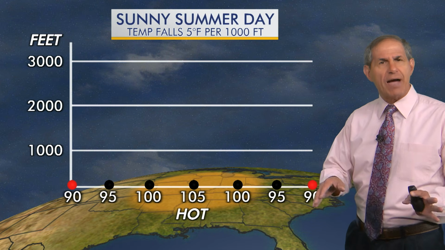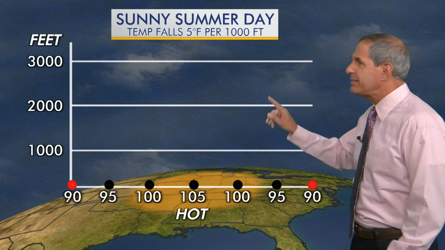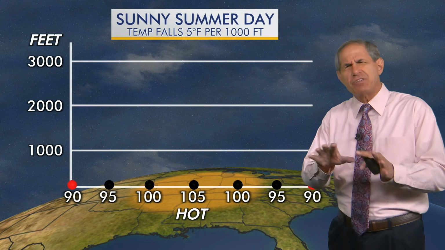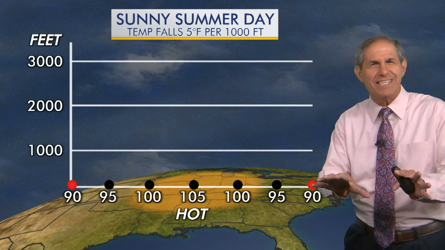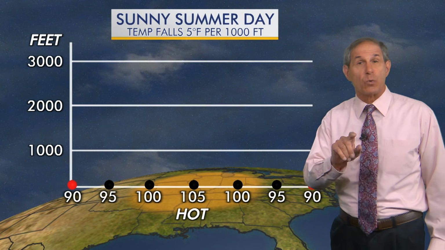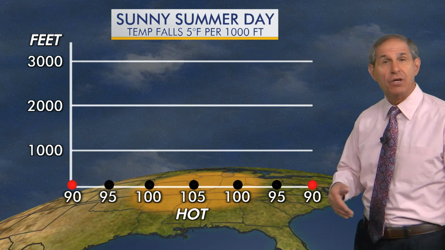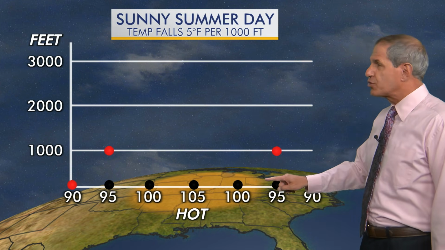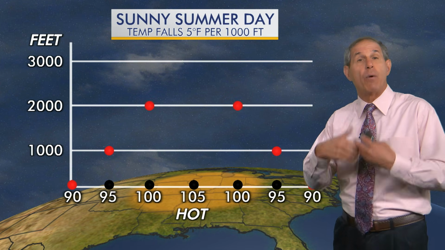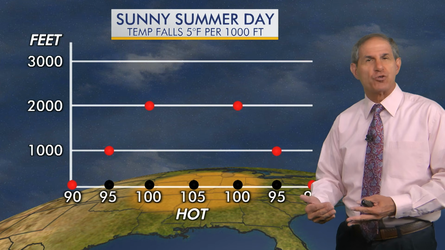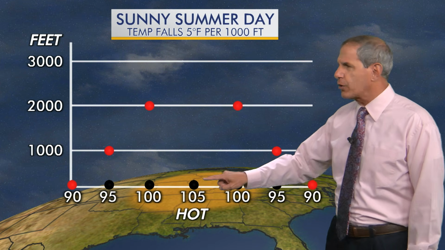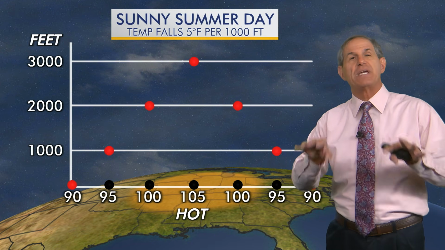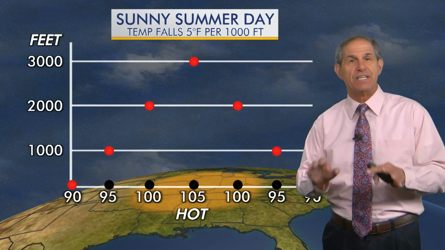Now, temperature on average on a sunny summer day might decrease about 5 degrees Fahrenheit for every 1,000 feet you go up. 5 is maybe a bit large, but it makes the math easier. So at the two places where the surface temperature is 95, you'd have to go up 1,000 feet for the temperature to drop to 90. Where the surface temperature is 100, you'd have to go up 2,000 feet for the temperature to drop to 90. And at the core of the hot air, where the surface temperature is 105, you'd have to go up 3,000 feet for the temperature to fall to 90.